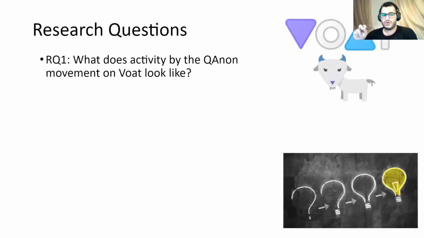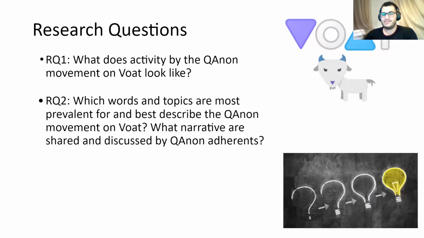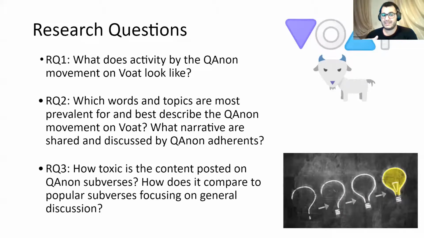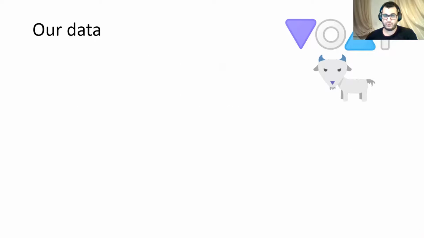So based on all this information, we are interested to answer and we formulate 3 research questions. So what does activity in the QAnon movement on Voat look like? And number 2, which words and topics are most prevalent for and best describe the QAnon movement on Voat? And what narratives are shared and discussed by the QAnon followers? And last, how toxic is the content on the QAnon subverses, and how does it compare to the popular subverses focused on general discussion on Voat?